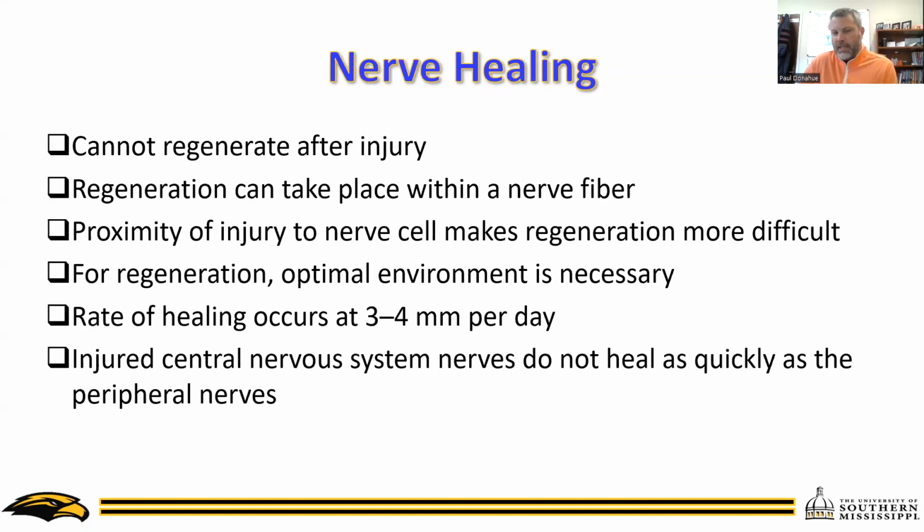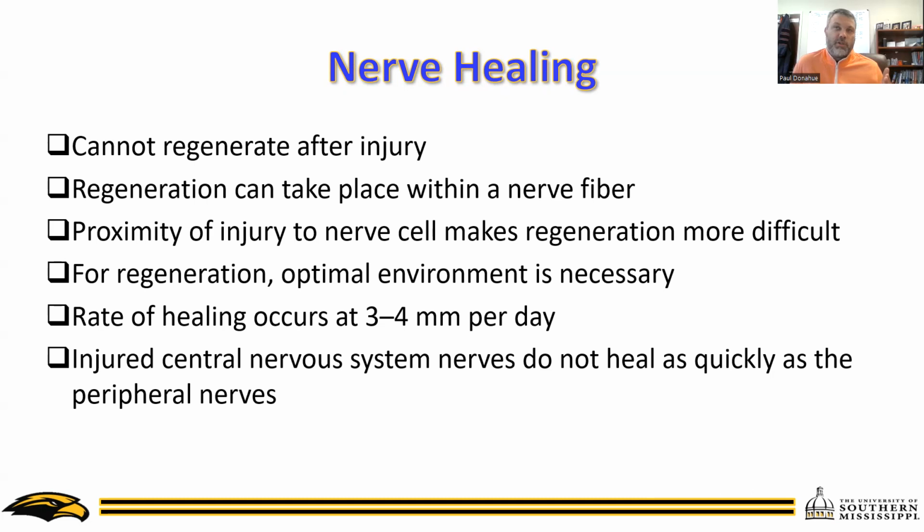So our last connective tissue that we're going to talk about in terms of the healing, right, is nerves. They don't regenerate immediately after injury, right? And the regeneration can take place within that nerve fiber itself. Nerve injuries are a very, very slow process, right? And so that rate of healing is an important bullet point on this, in that we only gain 3 to 4 millimeters per day in that healing process.